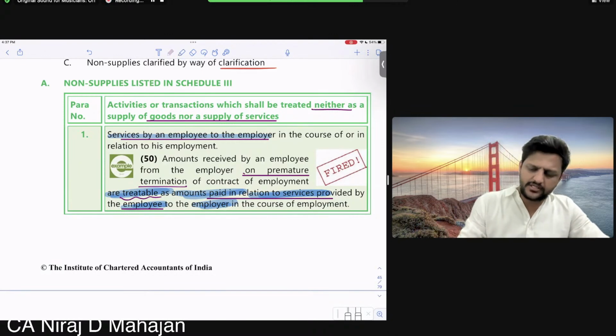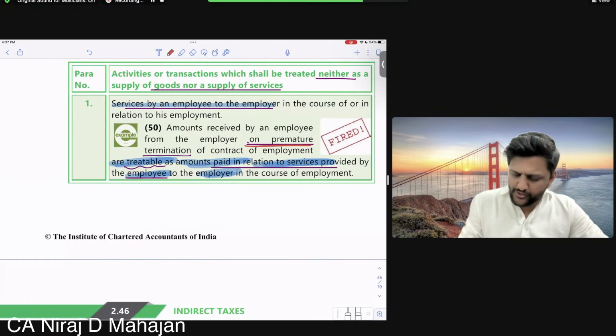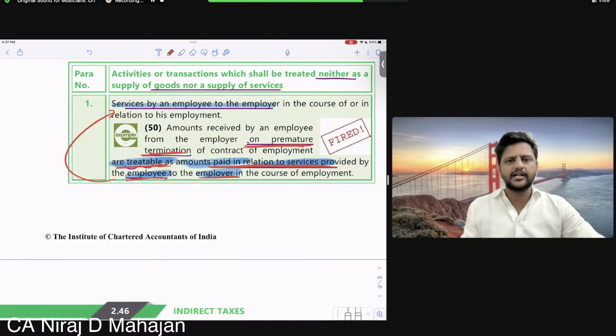Look at the wordings, Indrajit. What is required here? Services by employee to employer in the course of his employment. So they are giving you example here that this amount, premature termination amount, is to be treated as amount paid in relation to services provided by employee to employer. This gets satisfied now. So even on that, no GST. Clear?